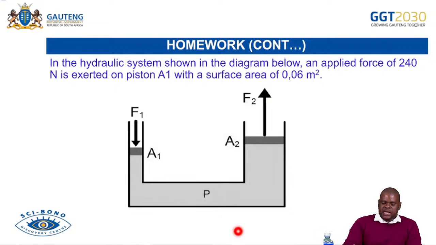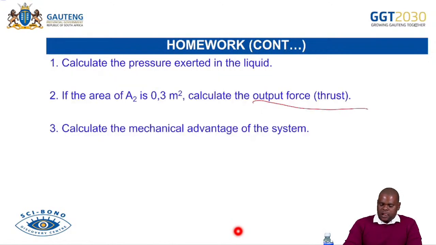Calculate the pressure exerted in the liquid. If the area A2 is that, calculate the output force. That will be F2. And then number 3, it says, calculate the mechanical advantage of the system. Okay?